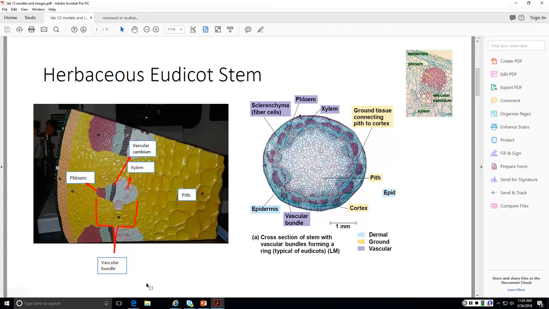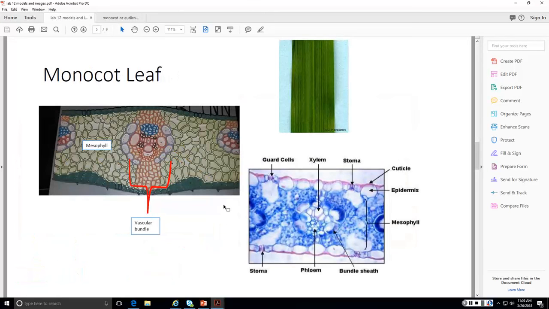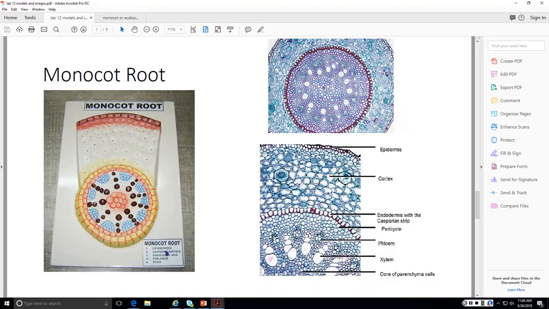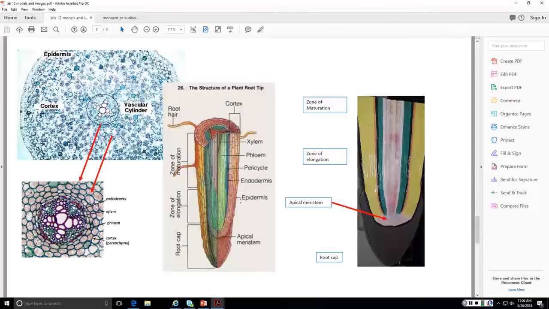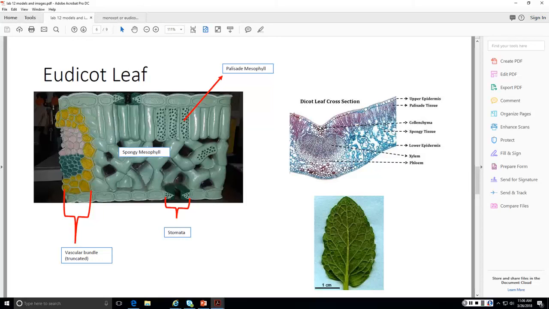So this is an example of one of the models. You should be able to identify things like the xylem, the phloem, all this stuff off a model. So take some time. There's nothing you have to actually write down here. I just want you to look this over and be familiar with it, okay? Like this leaf, you should know the spongy mesophyll, the stomata, the vascular bundle, which is kind of truncated or cut off in this case, and the palisade mesophyll. You should know all those features. Okay, so go ahead and look over that as well. That's important because it could be on your lab practical.